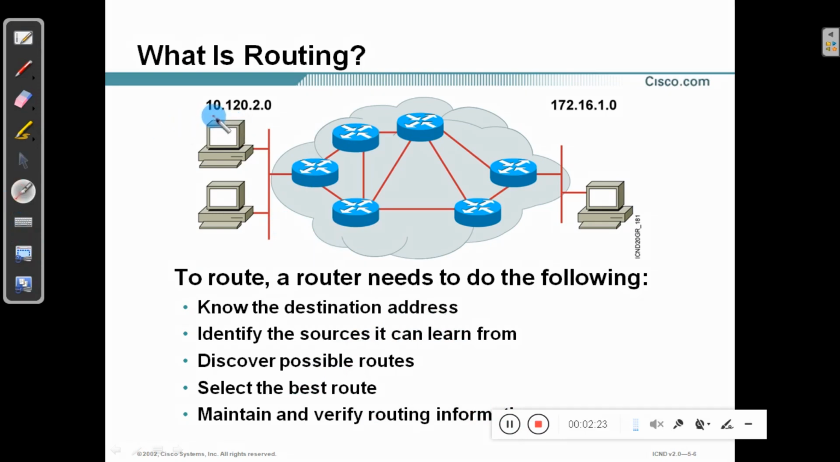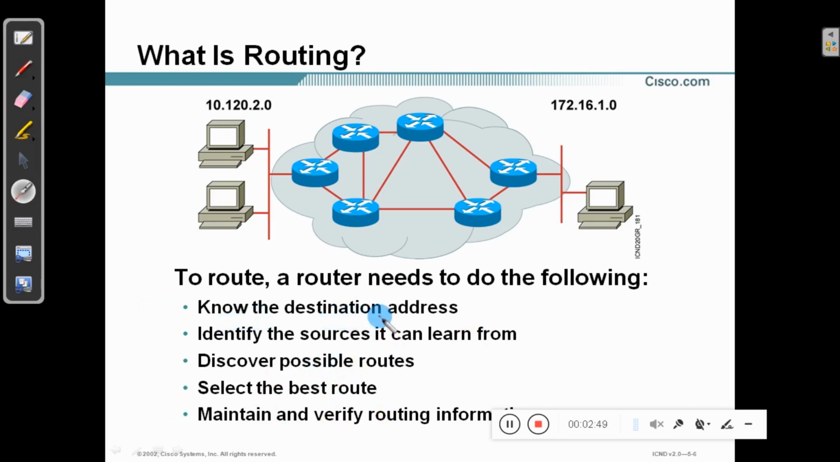This is the 10.120.2.0 network, and this is the 172.16.1.0 network. So to route the packet from one end to the other end, the router should know the destination address, identify the source it can learn from, discover the possible routes, select the best route, and maintain and verify the routing information. See, five things the router has to do.